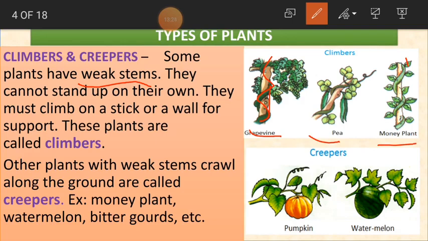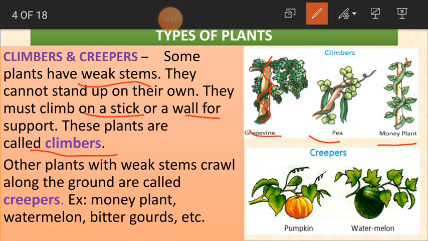Okay, see what is a climber, children? Plants which have weak stems, which cannot stand up on their own, take the support of a stick or a wall, and they climb. These type of plants are called climbers. Understood? Okay, children. Now other plants with weak stems that crawl along the ground are called creepers.